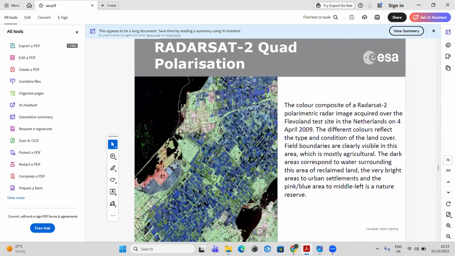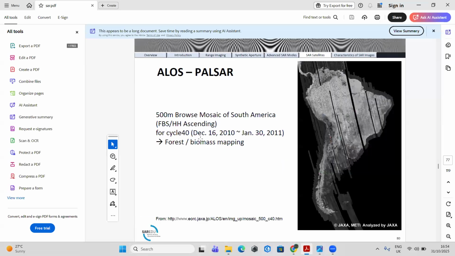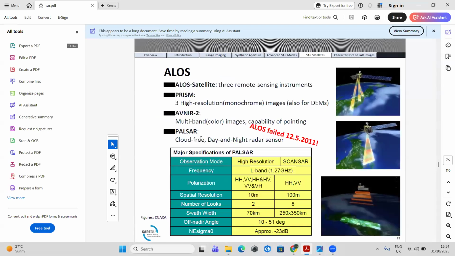The rest of the part is kind of advanced, but there are some satellites like ALOS, which is a very important SAR satellite. You can see it's a combination of three remote sensing satellites. So there are three satellites working together to capture the data.